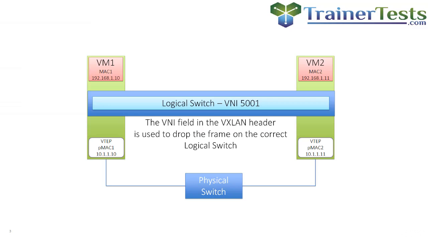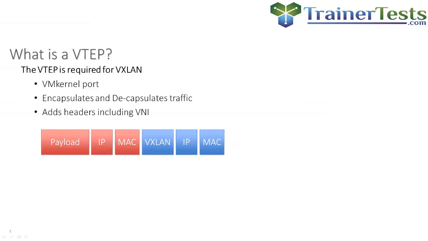And if we go back in our presentation just a little bit, let's take one more look at these headers. In red, we see the original frame with the original payload, the data, the source and destination IP of the VM, the source and destination MACs of the virtual machine. The VTEP is adding those headers that you see in blue. A VXLAN network identifier, a source and destination IP of the VTEPs, and the source and destination MAC of the VTEPs.